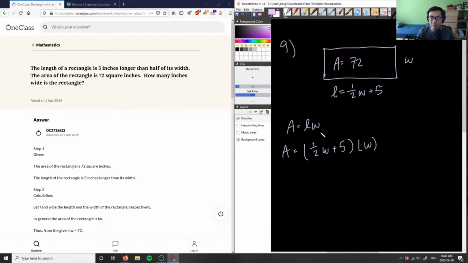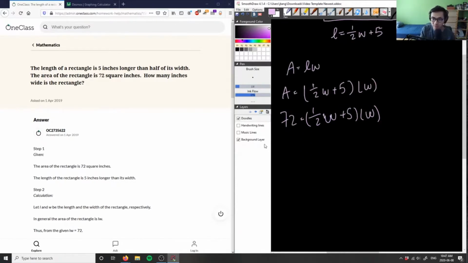And we know that area equals 72. So 72 is going to equal half times W plus 5, times W. Now all we have to do is isolate for our W. So let's do our operations. We have 72 equals, and we're going to use the distributive property. Half W times W is half W squared, and 5 times W is simply 5W.